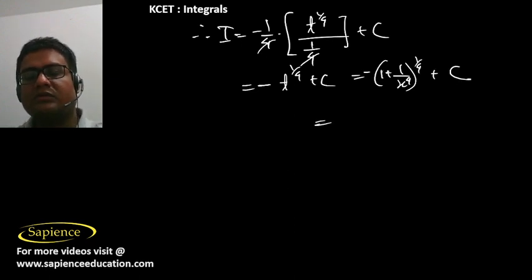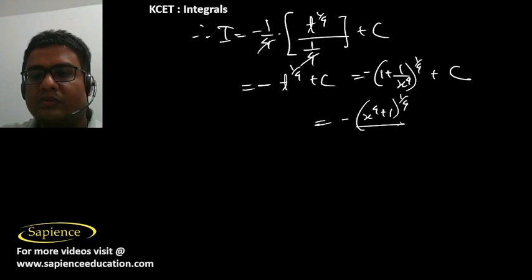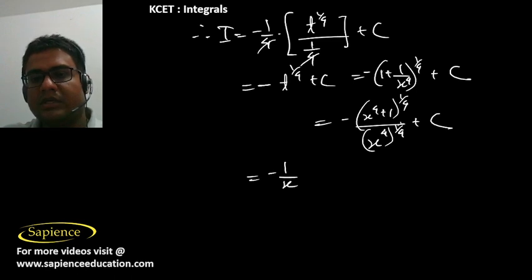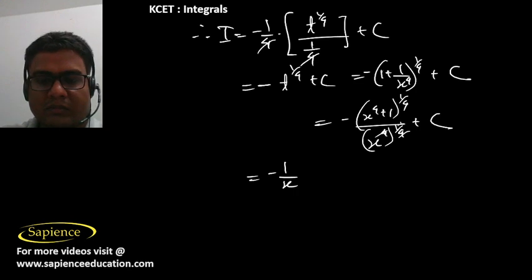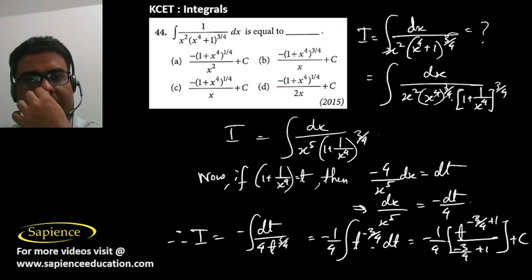Now from here, if I take 1 by x power 4 as common outside, this will be minus of x power 4 plus 1, whole power 1 by 4, by x, plus c. So this is minus 1 plus x power 4, whole power 1 by 4, by x plus c. So option C is the correct answer.